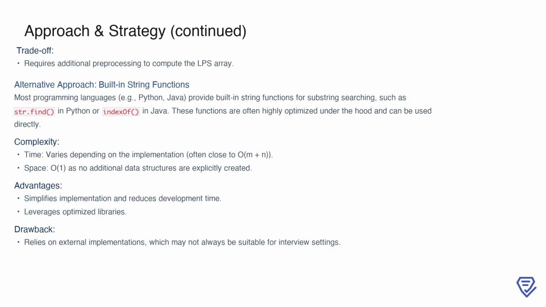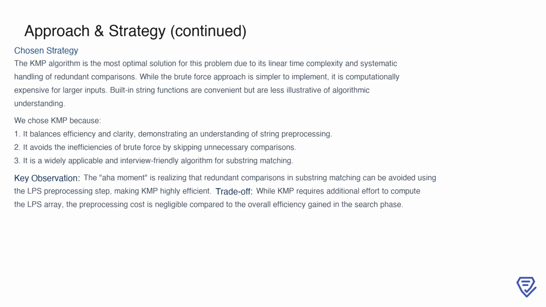In such cases, demonstrating a manual implementation like KMP is often preferred, as it showcases a deeper understanding of algorithm design. Given these considerations, the KMP algorithm emerges as the most optimal solution for this problem. It strikes an ideal balance between efficiency and algorithmic clarity, making it especially suitable for scenarios like coding interviews where demonstrating problem-solving skills is critical.